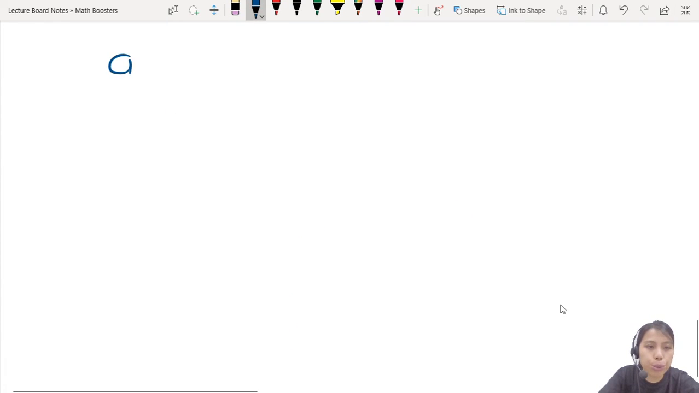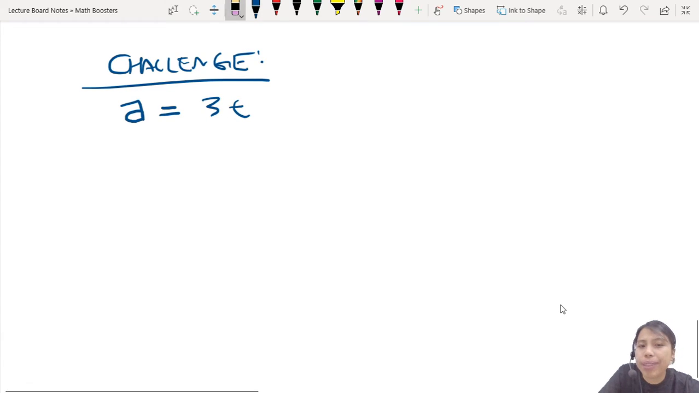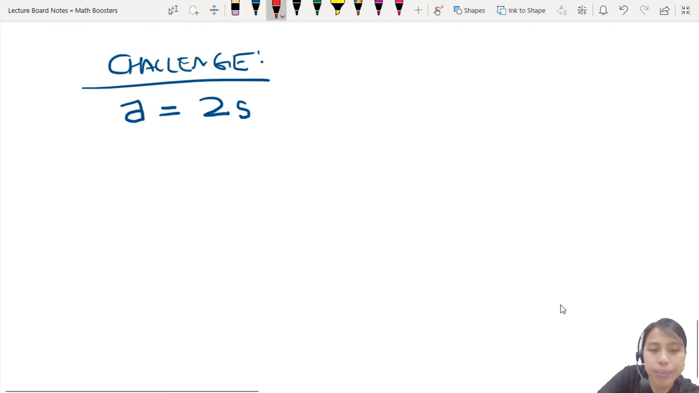So to end the video, I'm going to do a challenge question for you. The scenario is a bit unique. We need some tricks to help us out here. But let's say I give you an acceleration curve. Acceleration equals to, I could say 3t, but let's make it a little bit tricky. What if I say the acceleration is 2s? What is s? This s is displacement. So acceleration is changing depending on displacement.